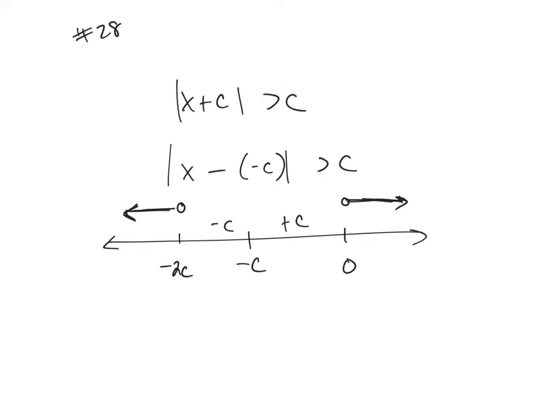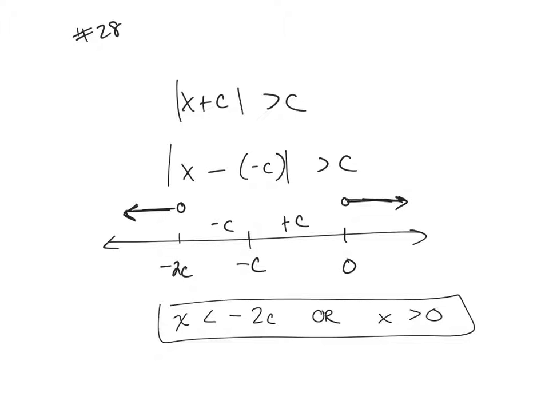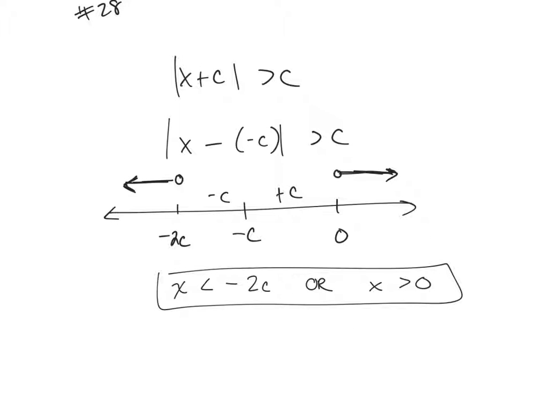What would my answer look like? It's an easy one. What's my answer? Your answer would be x, the variable we started with. x is less than negative 2c, or x is greater than 0. Thank you. In solution set form, how about interval notation?